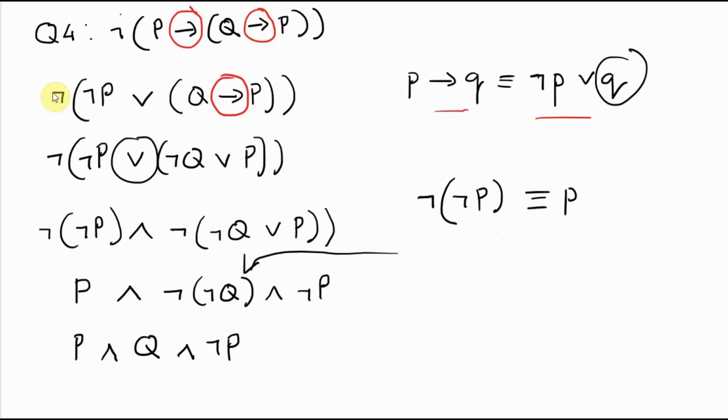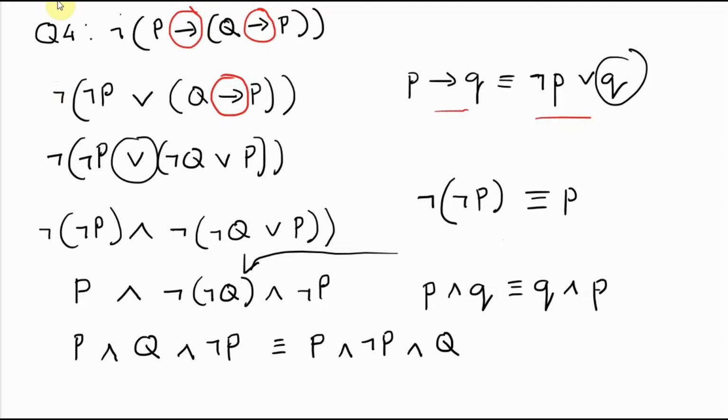But P is on this side, and we want it on that side. It is on the right side, we want it on the left side. So we use something called the commutative law. The commutative law says that P and Q is equivalent to Q and P, which means it doesn't matter what the order is, the truth value is always going to be the same. So our compound proposition becomes P and not of P and Q.